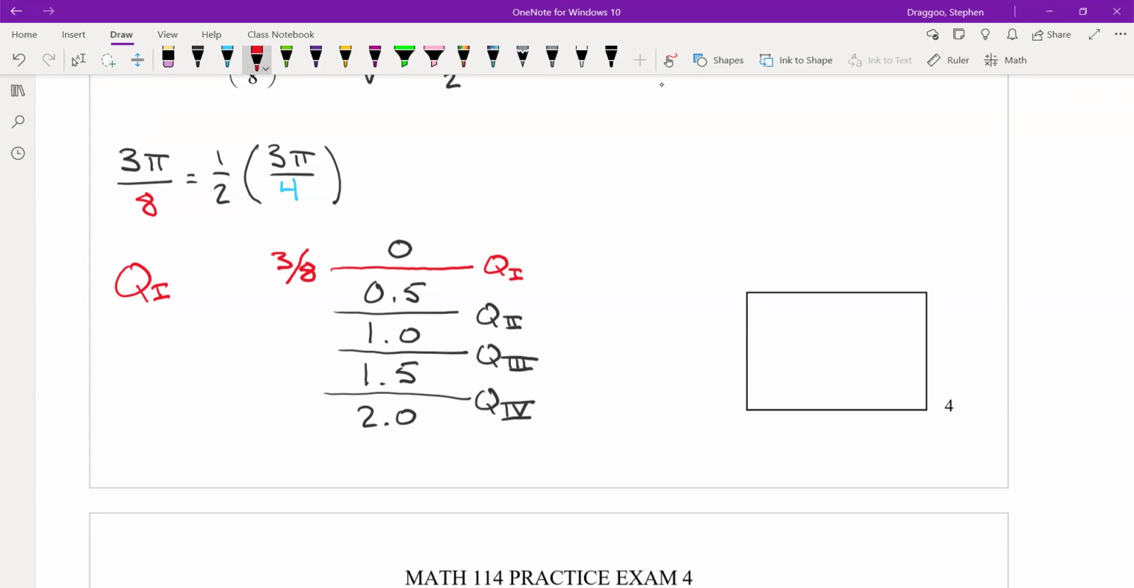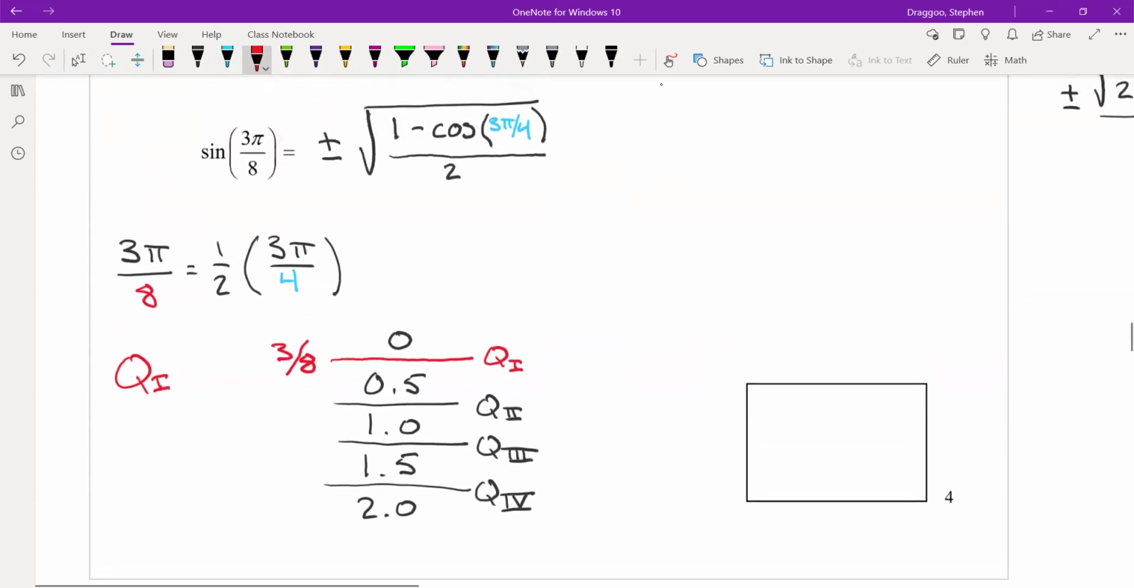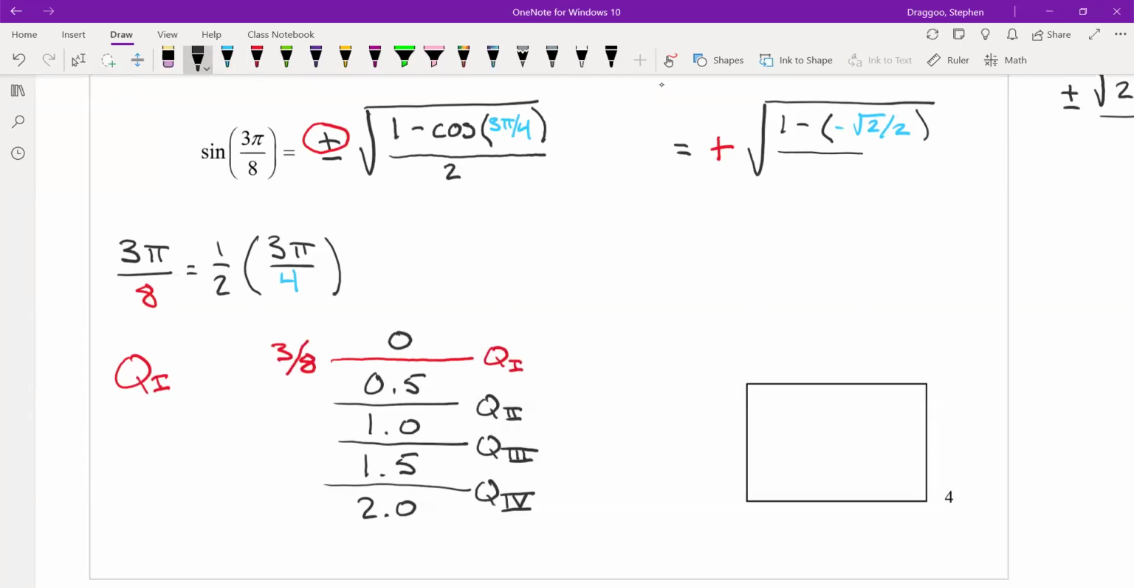So I know my 3 pi over 8 is in quadrant 1. So out of my plus or minus choice here at the top, I'm going to choose the positive one. So if I start trying to work this all out, I'm looking at positive the square root of 1 minus cosine 3 pi over 4, which is negative root 2 over 2, all over 2.